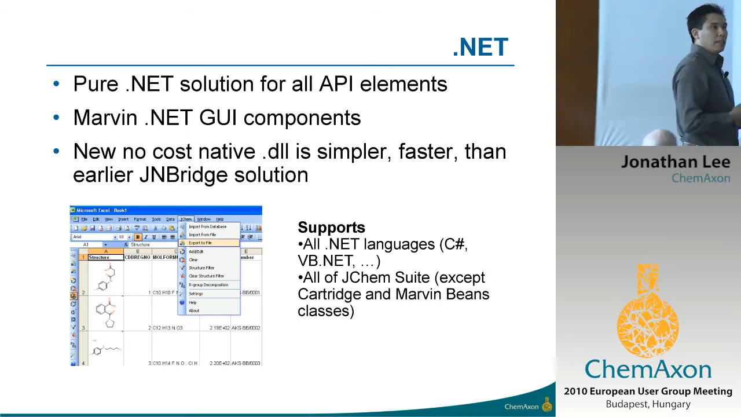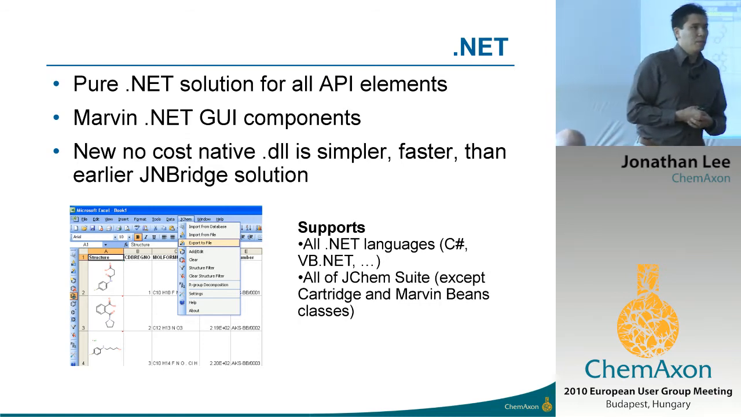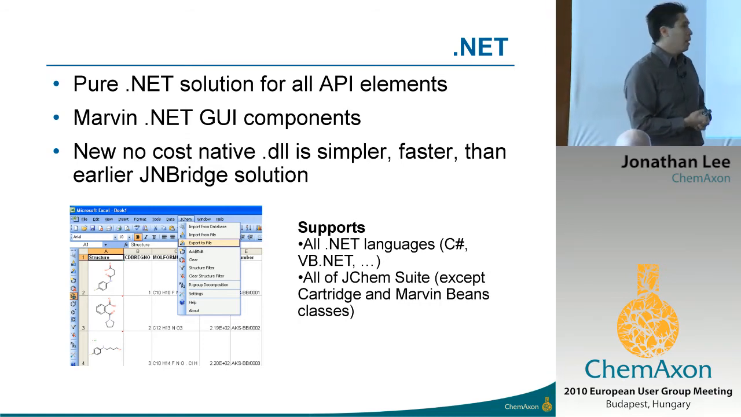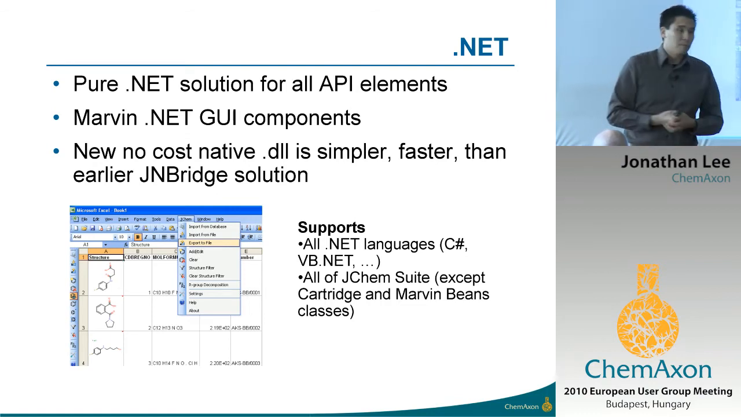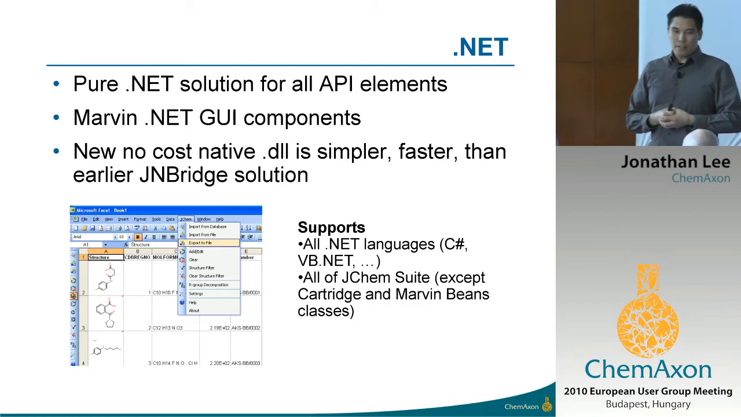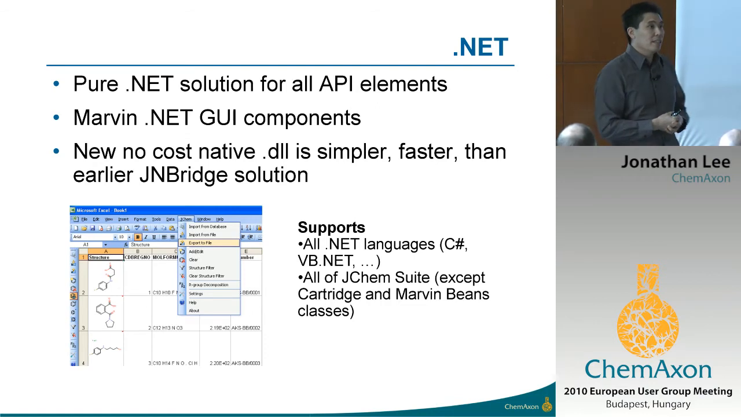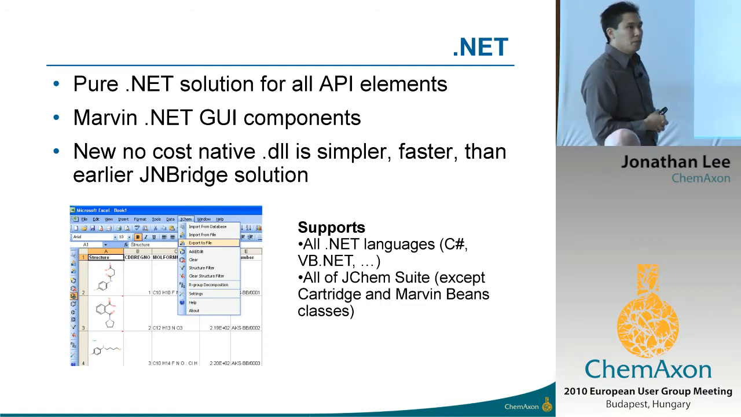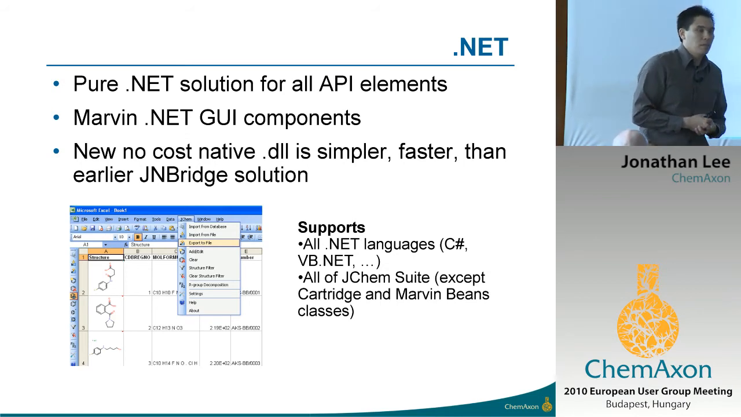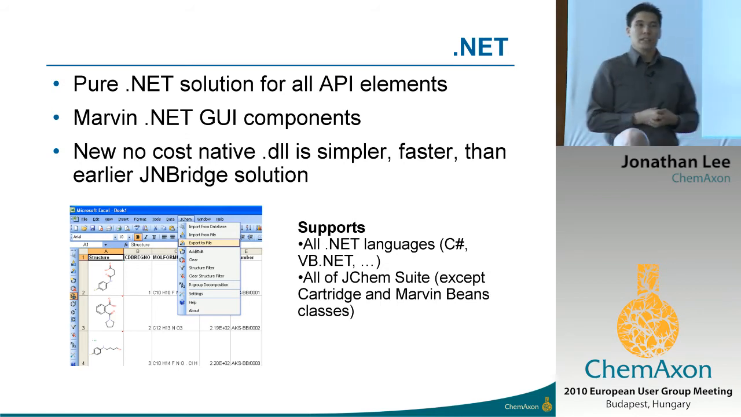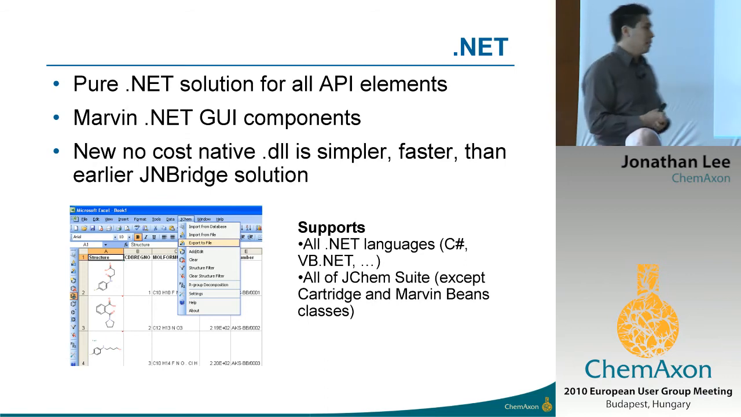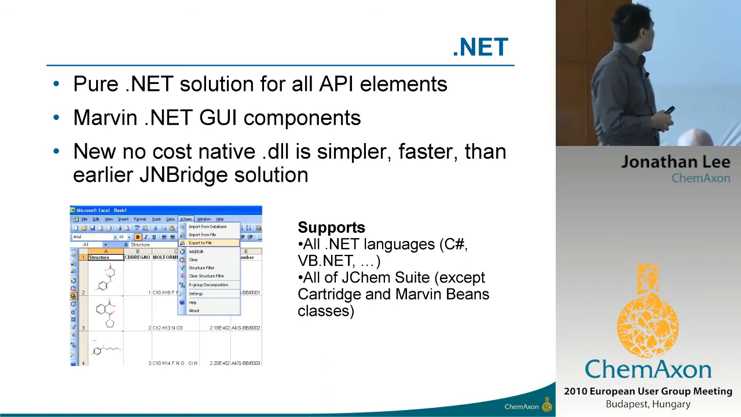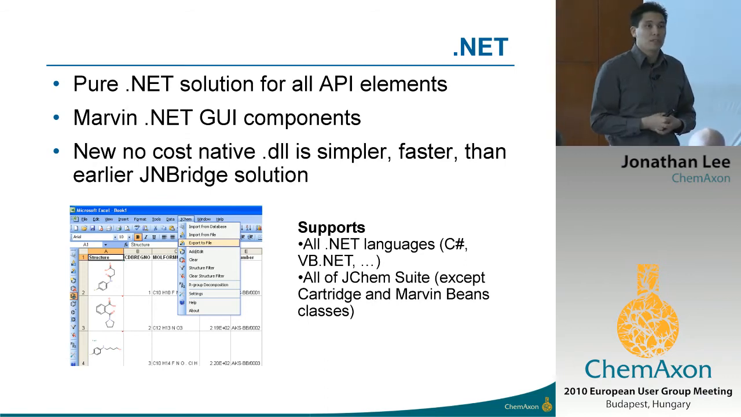For .NET, about a year or two ago, we implemented a new native solution that creates DLLs instead of JARs. So this is a native solution. There's no license overhead. It's simple. It's fast. It's much better than the older solution that we had.